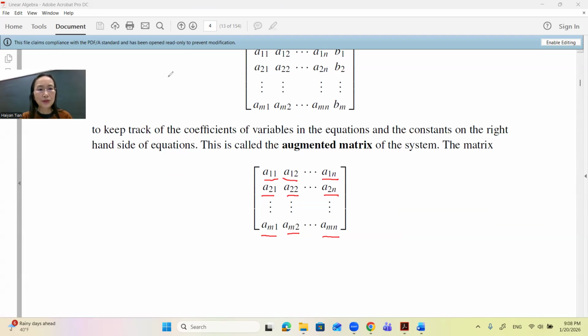So you have two matrices. One is called the coefficient matrix. One is the augmented matrix. This is the augmented matrix because it has the right-hand side as well as all the coefficients.